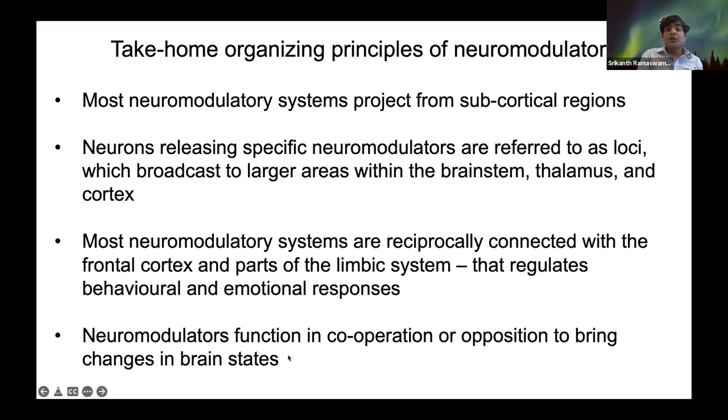And lo and behold, neuromodulators don't ever act in isolation. They always function in cooperation or opposition to bring about these changes in brain state. So this relay race example is very important to keep in mind, because neuromodulators never function in isolation. They always set the stage for some other neuromodulator or combinations to take over. So with that, I'll conclude my little primer on neuromodulators and their effects on cell synapses and microcircuits across different brain regions.